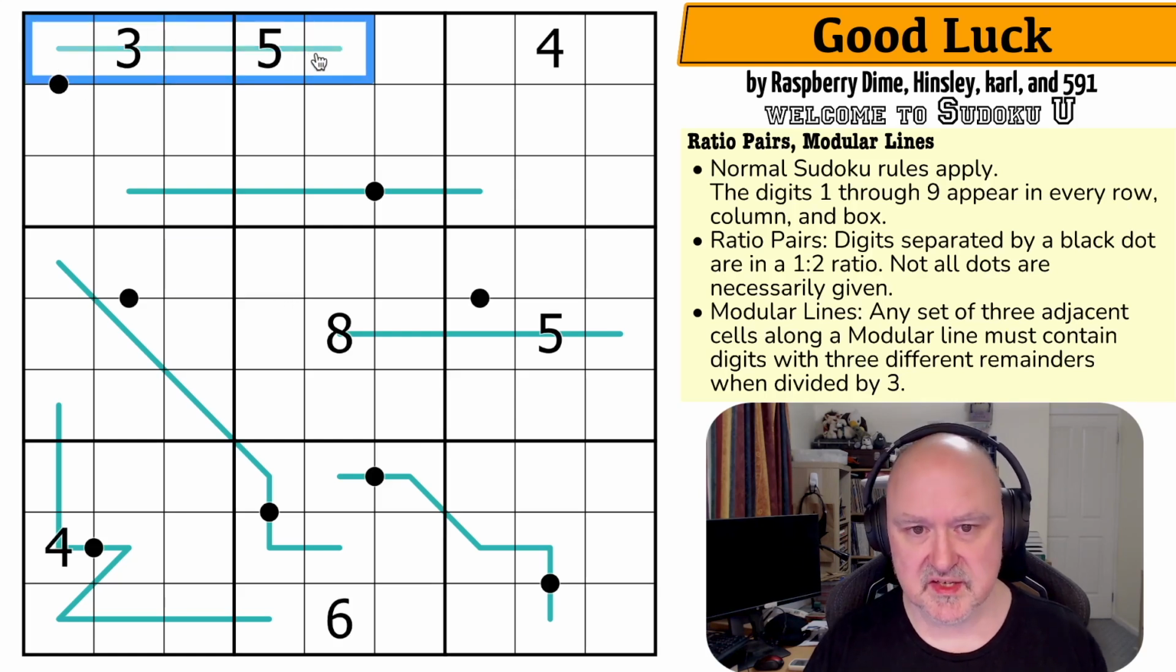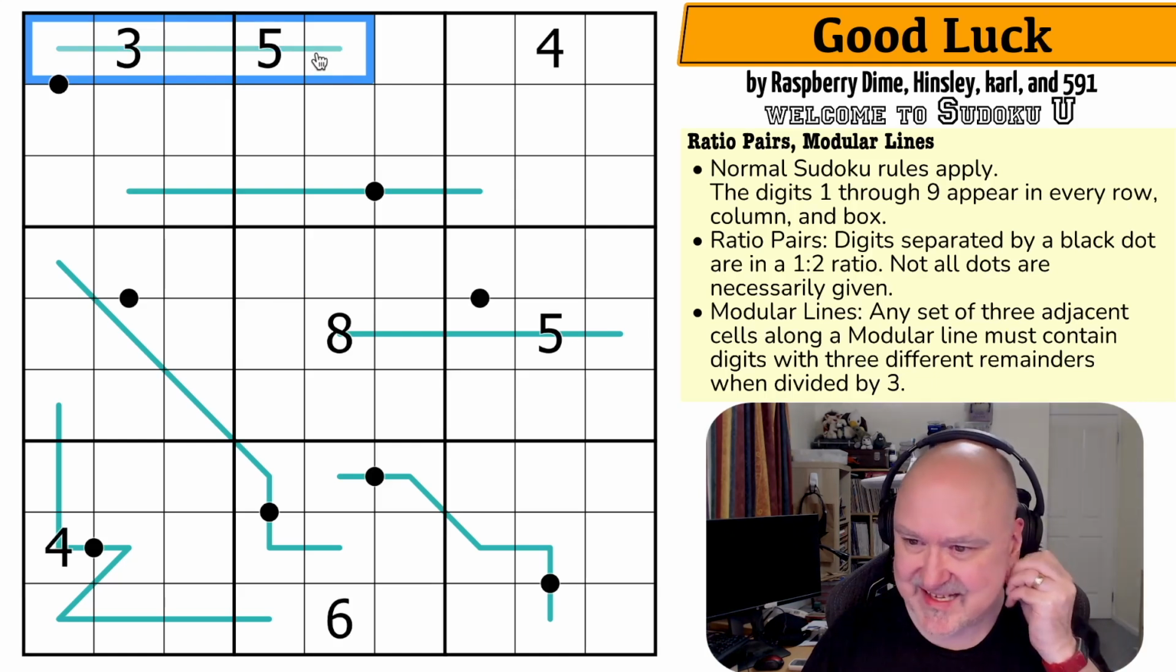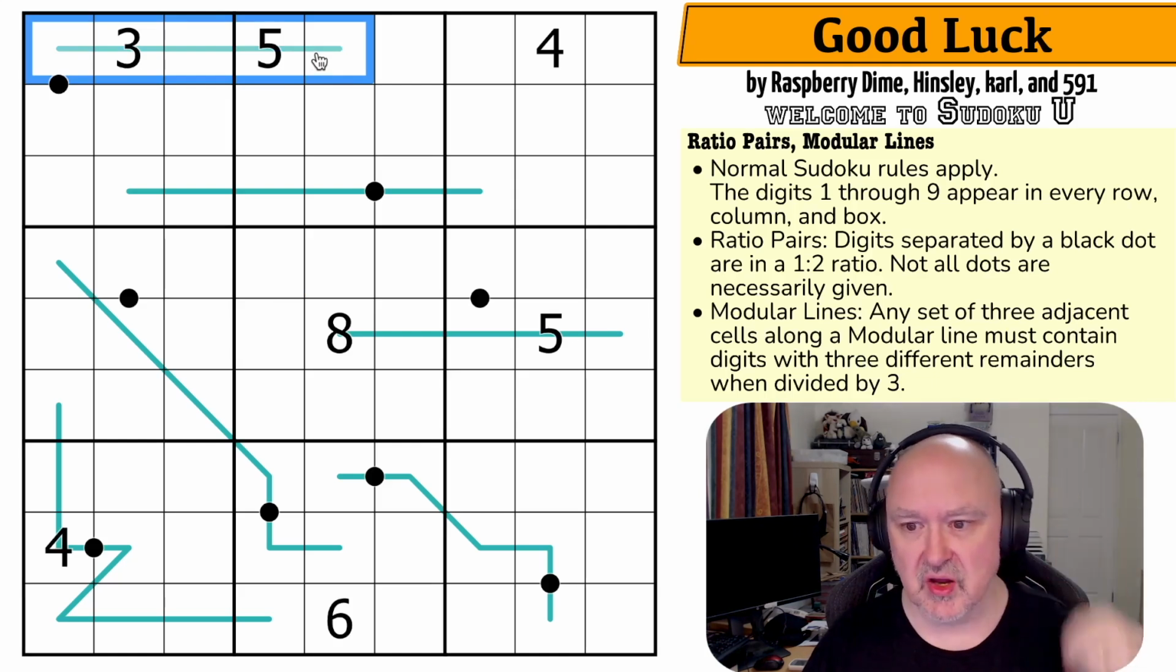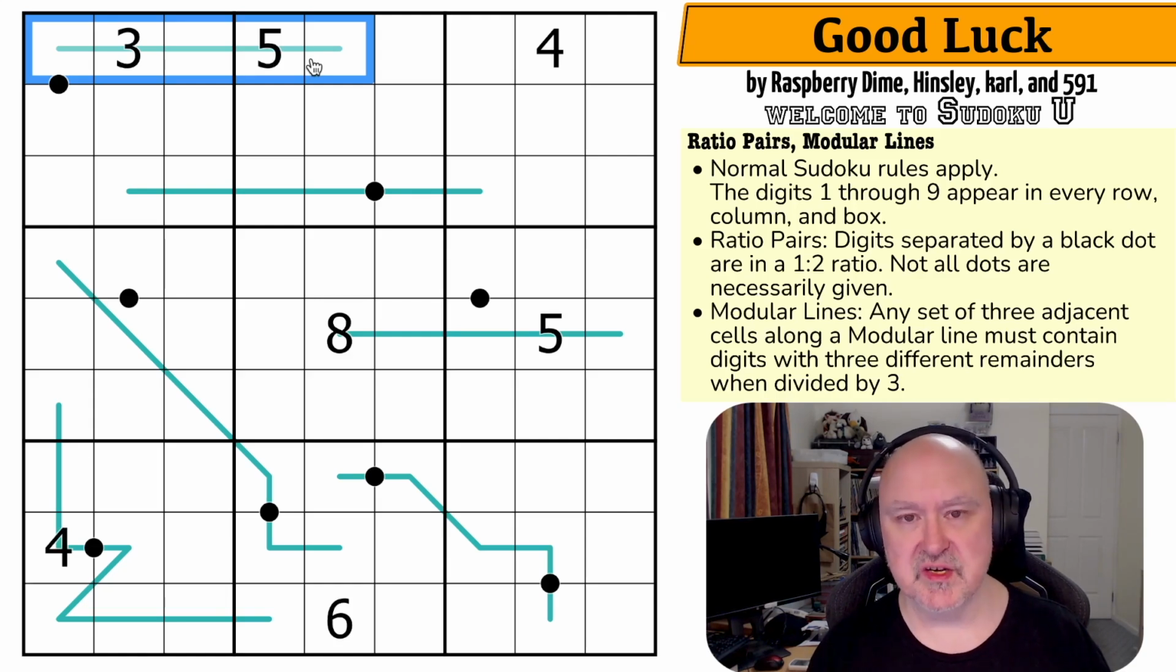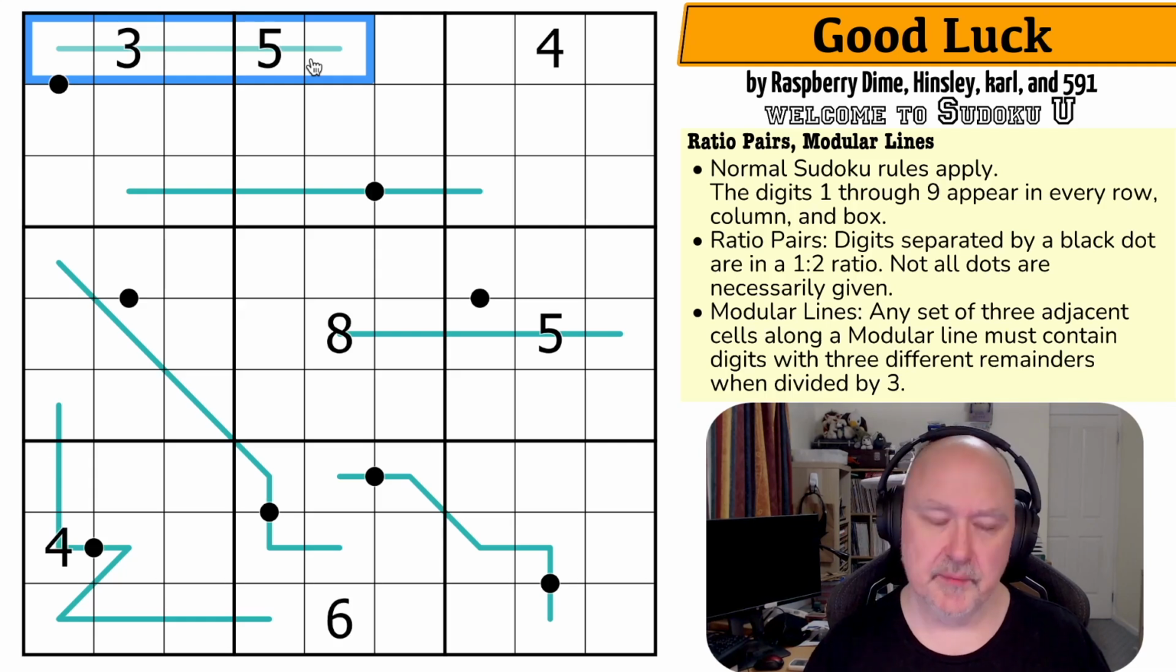Modular lines. So the way the rule is written is any set of 3 adjacent cells along a modular line must contain digits with 3 different remainders when divided by 3. So what does that mean? Well, if you divide any digit from 1 to 9 by 3, there will be a different remainder. 147 will have a remainder of 1, 258 have a remainder of 2, and 369 have a remainder of 0. So, for example, if you divide 4 by 3, you remove one 3 and there's 1 digit left over. So those are the groups they're made into.